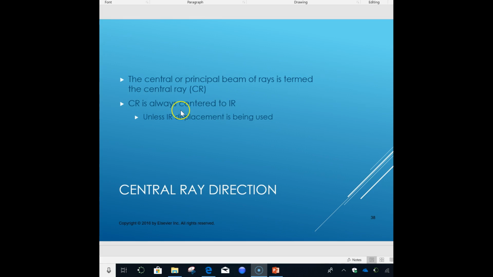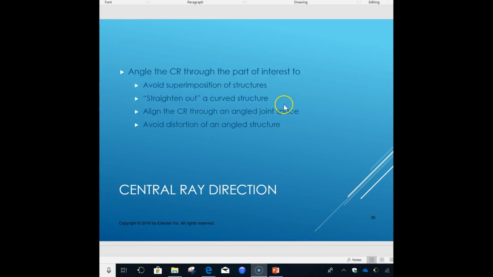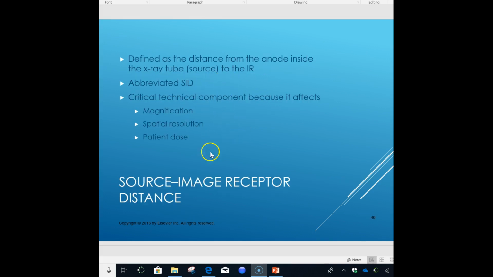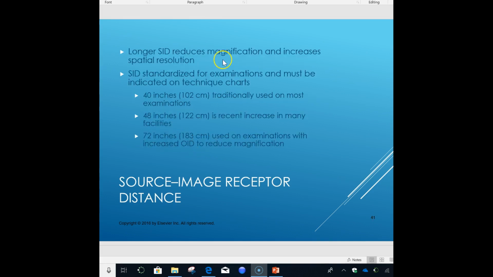We talked about the central ray. Central ray is centered to the IR. And we talked about angling the CR through the part of interest. The source image distance, and we talked about 40 inches, 48 inches, and 72 inches. And that's controlling magnification, spatial resolution, and patient dose. And this is what we went over, the 40 inches, 48, and 72 inches. And like I said, it's used on mag examinations to increase OID to reduce magnification.